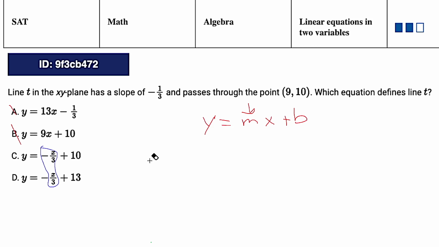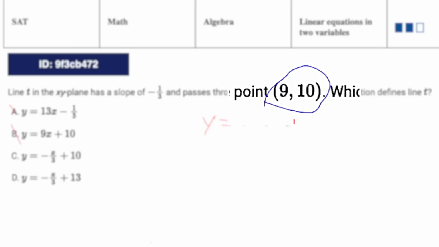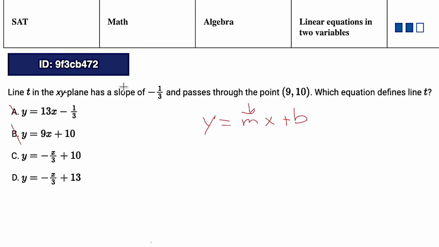And then it's just a matter of, is the y-intercept going to be 10 or is the y-intercept going to be 13? So for that, I can use Desmos. And the way I'm going to know what my right answer is, it's going to be the one that goes through 0, 910, right? So let's try out answer choice C first.